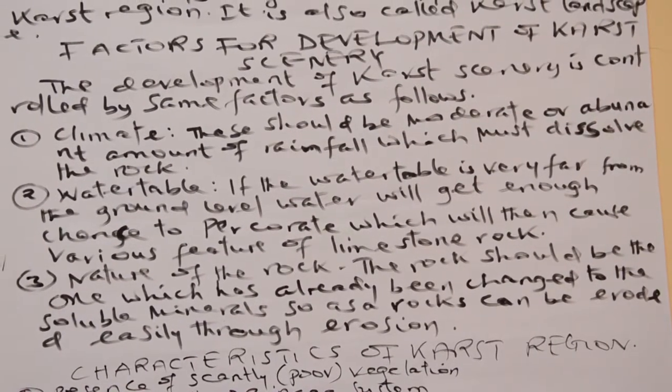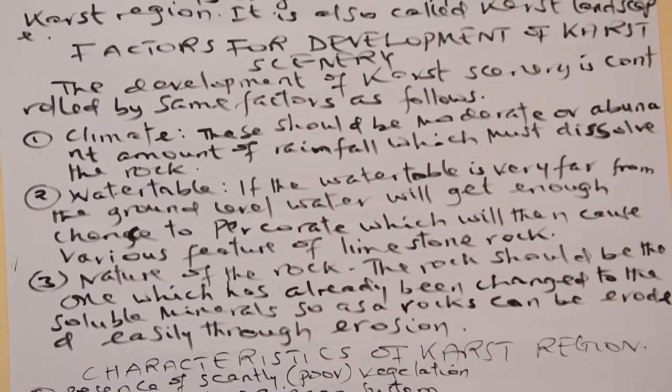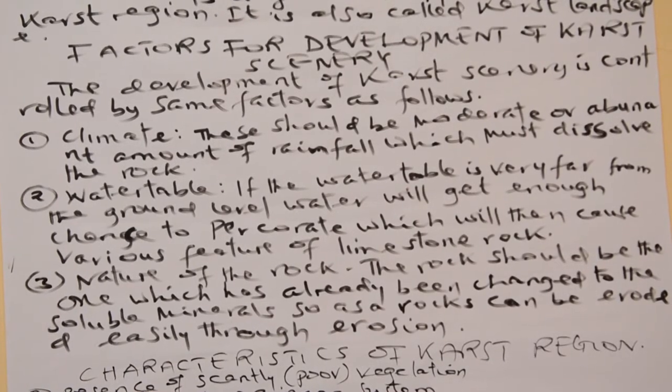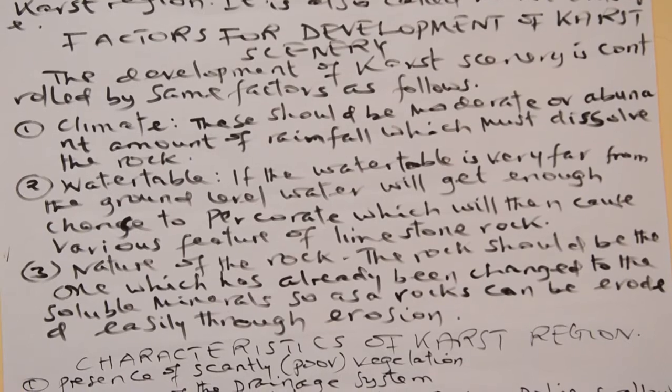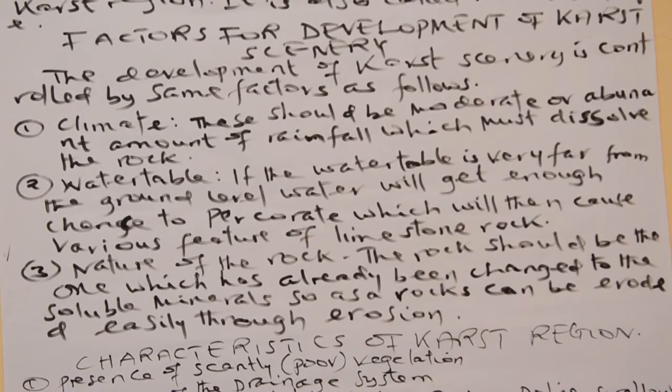Not only that, but another factor that can cause the features or sceneries of the karst region is the nature of the land. Dear students, you have to remind yourself that the nature of the land can be hard or soft. But wherever the landmass is soft, the percolation will be high and cause features to take place.